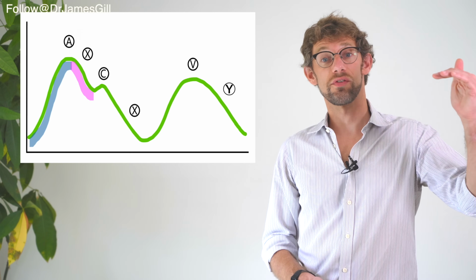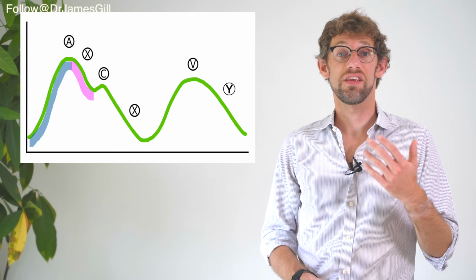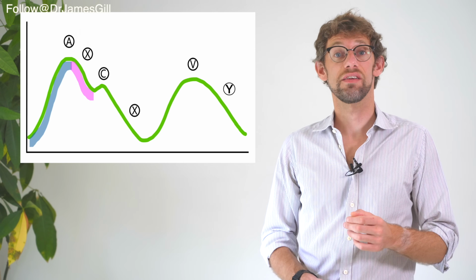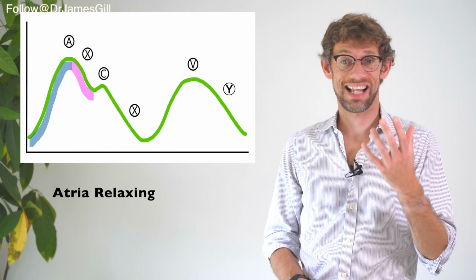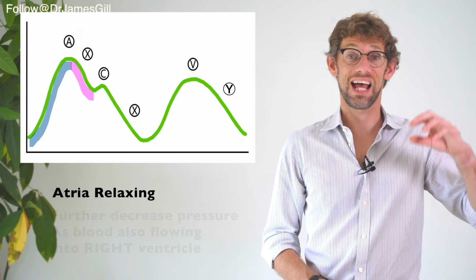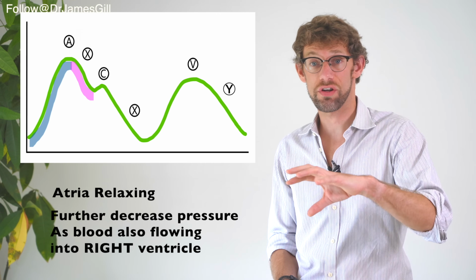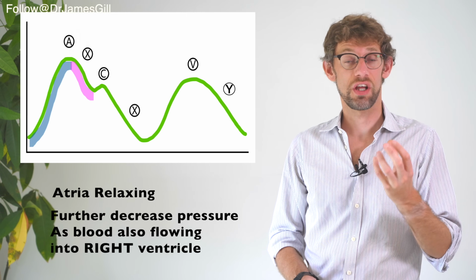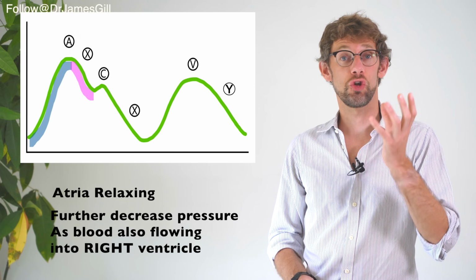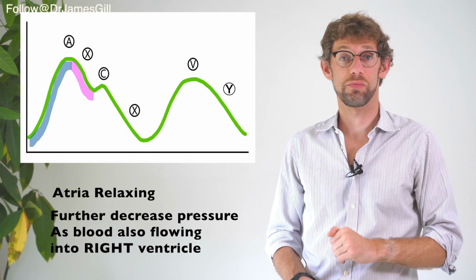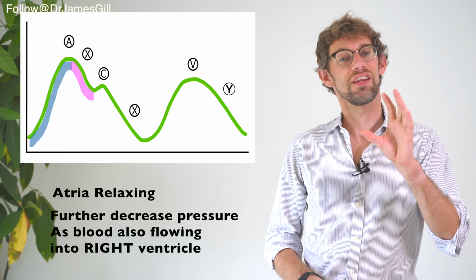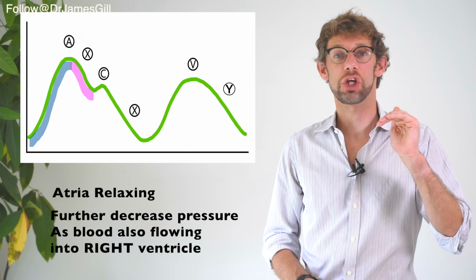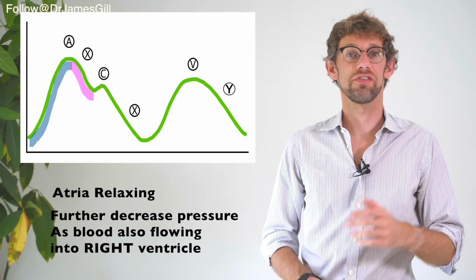Following the wave, we've obviously got the descent. This is the X descent and is where the atria is relaxing. Very important. As blood is flowing into the ventricle, the atrial pressure is further decreased. So we've actually got two factors causing this slope to decrease, which is why it's possibly a little bit more acute than the previous A rise up.